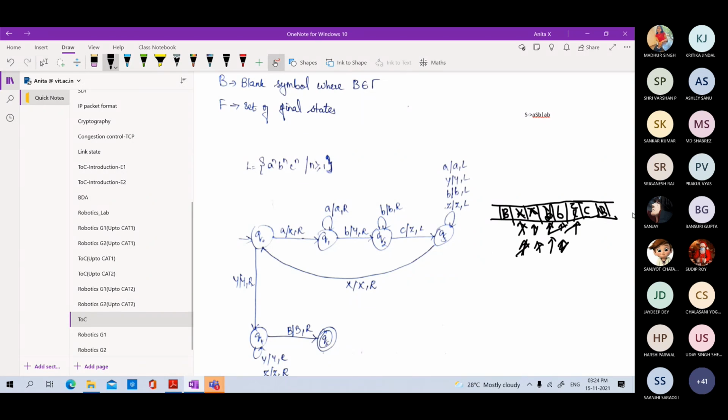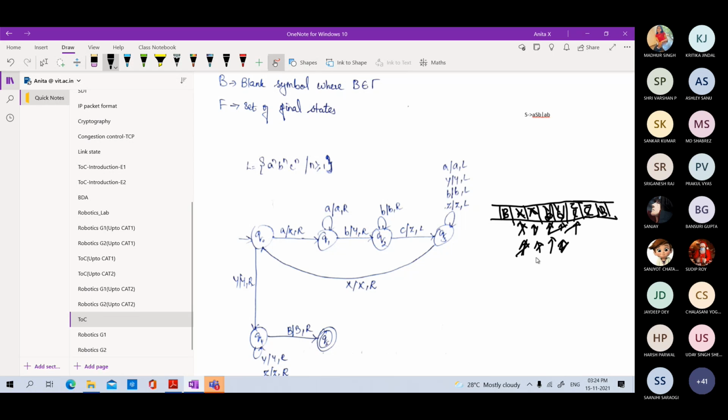Okay, so if everything is traversed, here you can see, yes, I have marked everything. So I'll be in this state, right? So after marking this C as Z, what should I do? I have to traverse towards the left in order to check whether any other A is present. Okay, so that's what we are coming over here.